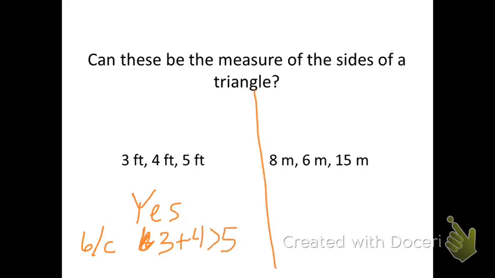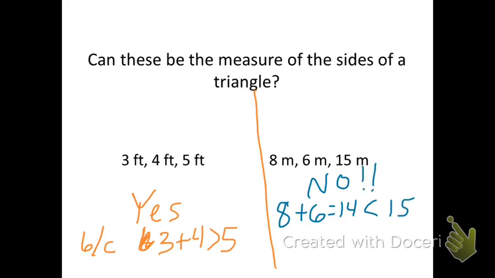But if we look at this example on the right, that would be no. Because if you picked two of these sides and checked that they add up to be bigger than the third side, when you checked 8 and 6, the two shortest sides, that equaled 14, which would be less than 15, the third side. So therefore, you cannot make a triangle that has side lengths 8, 6, and 15.